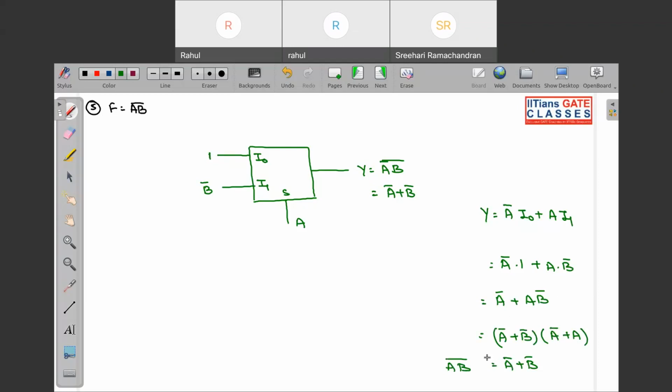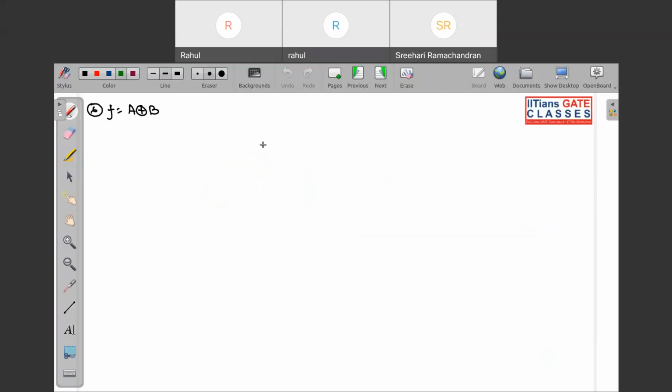Okay. So this is your NAND using 2 cross 1 mux. But here also you can see I require this B complement. So this B complement will be generated either using a NOT gate or using one more multiplexer. Okay, using one more multiplexer we can construct this. Okay, now next is what?